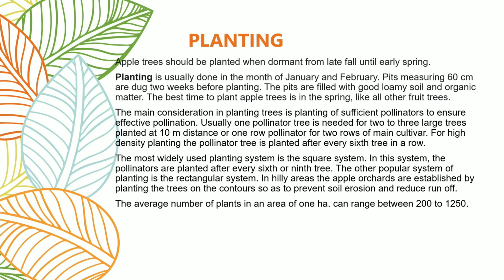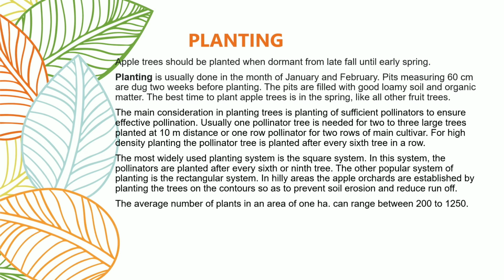The main consideration in planting trees is planting of sufficient pollinators to ensure effective pollination. Usually one pollinator tree is needed for 2 or 3 large trees planted at 10-meter distance, or one row of pollinators for 2 rows of the main cultivar. For high density planting, a pollinator tree is planted after every sixth tree in a row.